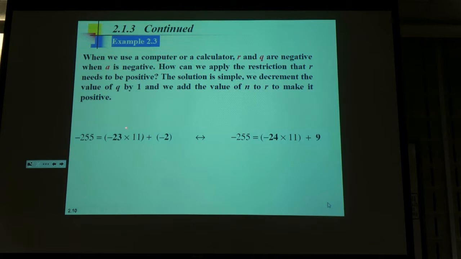You understand? So if you divide negative 255 by 11, you get negative 23 as the quotient and minus 2 as the remainder. Or what you could do, because this is the dividend, it equals negative 23 times 11 minus 2. You subtract 1 from the quotient, so it becomes minus 24, and you add 11 to the remainder, it becomes 9. A simple operation that you have learned in school. Is it clear? All right?